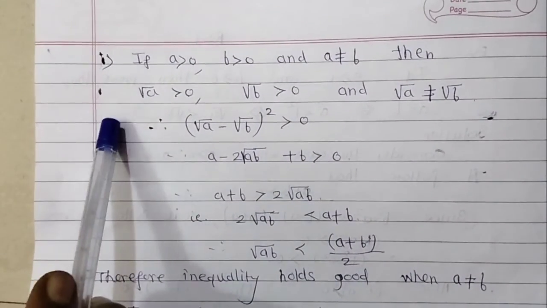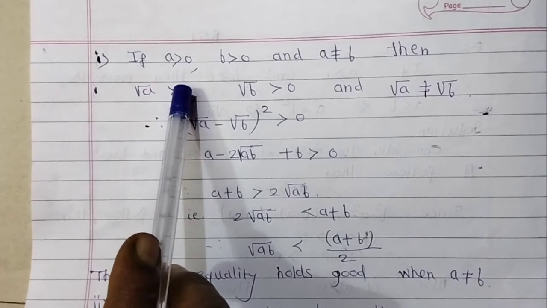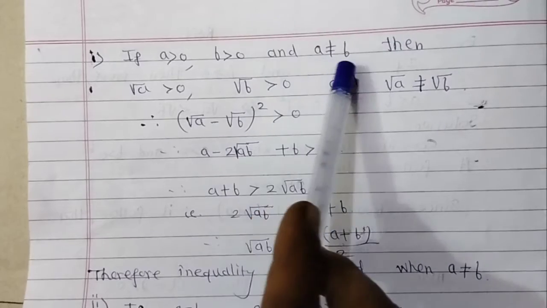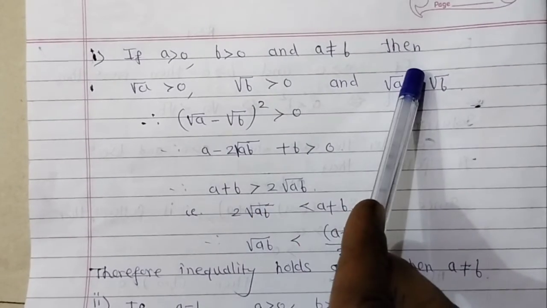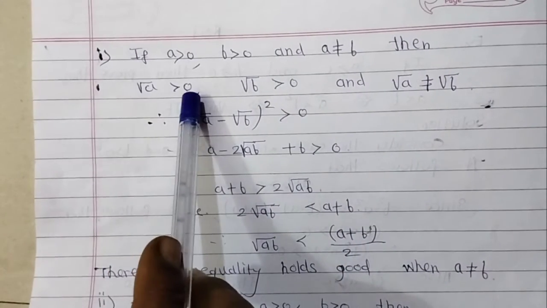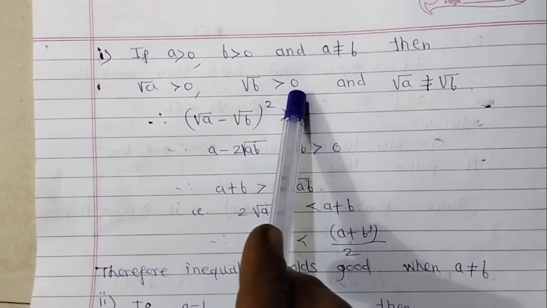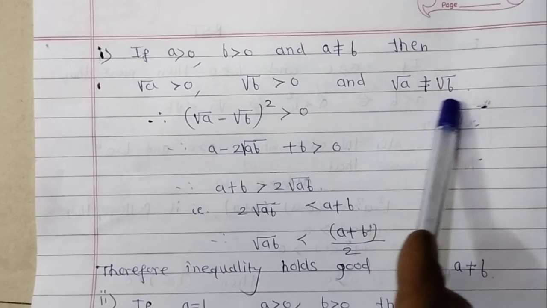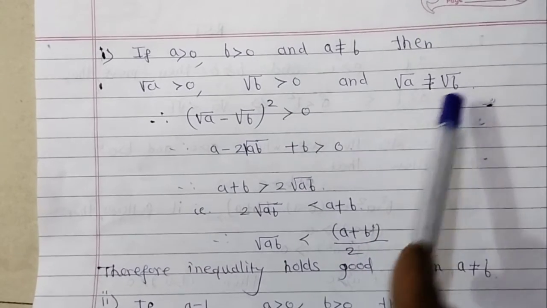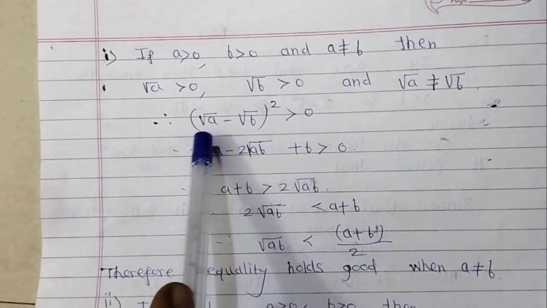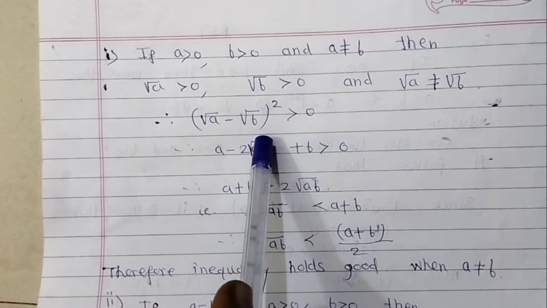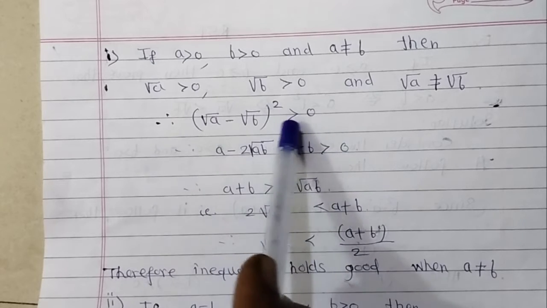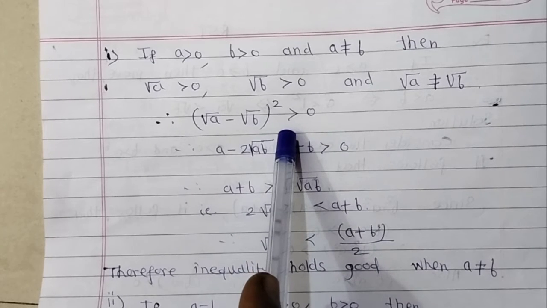First property is, if A is greater than 0, B is greater than 0 and A is not equal to B, then square root of A is also greater than 0, square root of B is also greater than 0 and square root of A is not equal to square root of B. Hence, in bracket square root of A minus square root of B bracket complete bracket square is greater than 0.